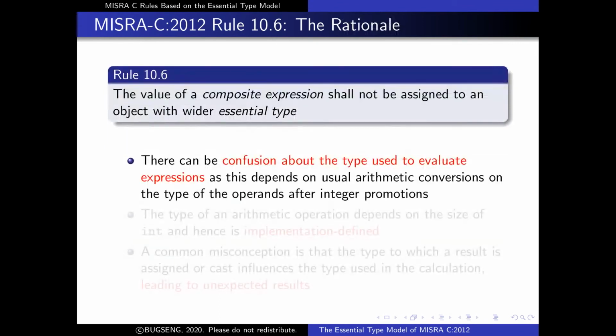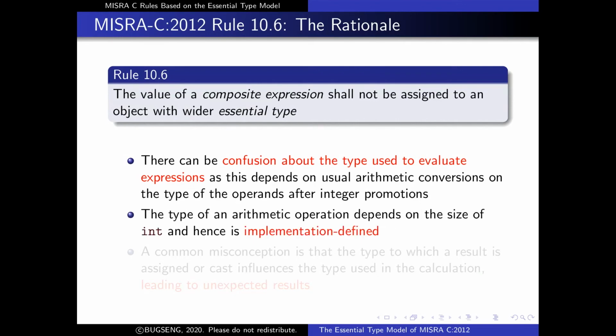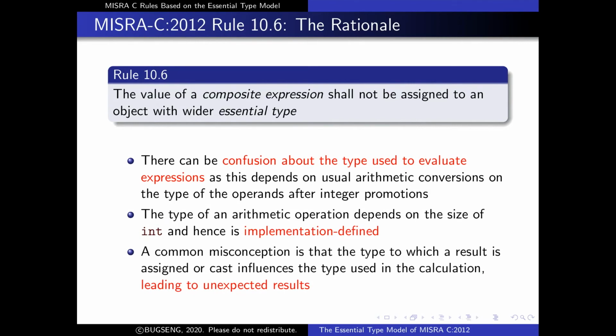And the problem is that there can be confusion about the type used to evaluate the expression. Do you remember the imaginary friend example? This was exactly the case. Because John used a 64-bit variable to store the result of the addition, he made the wrong inference that the addition would be performed using 64-bit precision, which is not the case. Moreover, the type of an arithmetic operation depends on the size of int, and hence it's also implementation defined. And this can easily produce unexpected results.